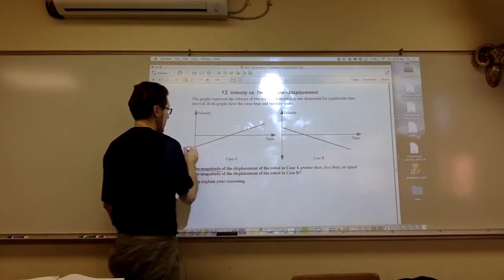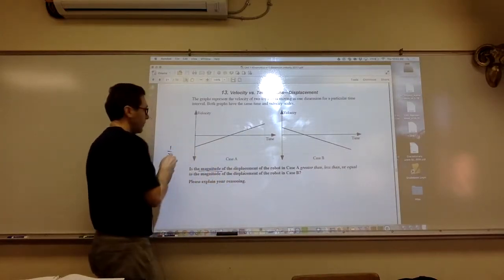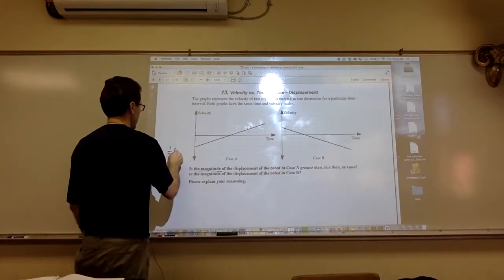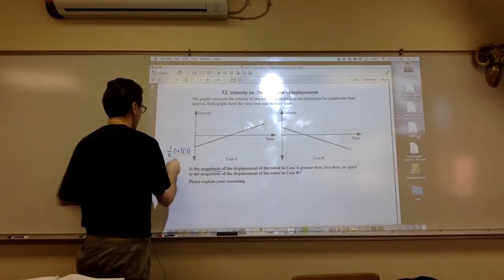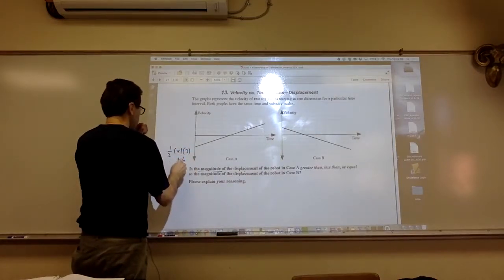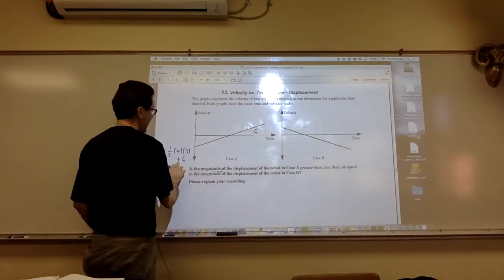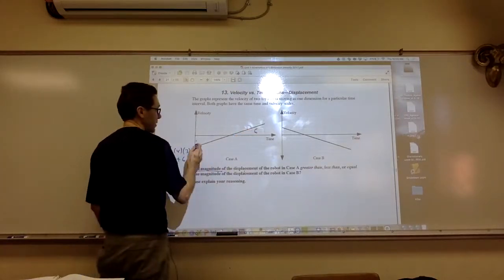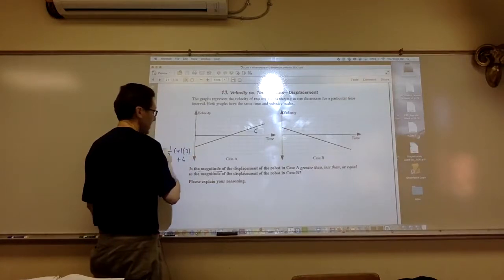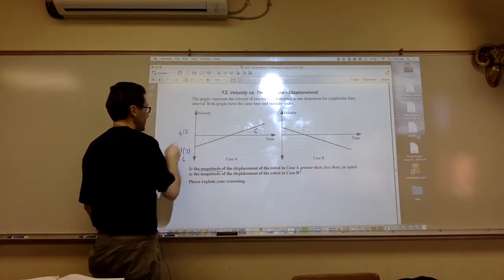So the displacement here, it looks like 1/2, 1, 2, 3, 4, base times the height of 3. So that should be just a 6. And this is a 6. Well, this is a -6, but in terms of magnitude, you make it a positive 6. So this is going to give us a positive 12.